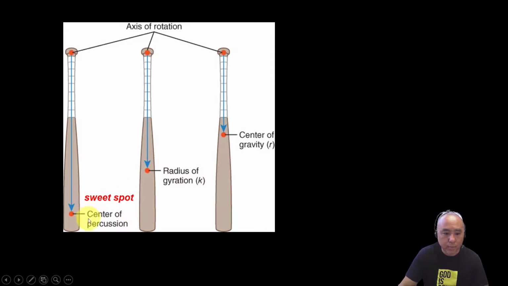In between the center of percussion and the center of gravity of the bat is what's known as the radius of gyration. As I mentioned earlier, this is the point at which the entire mass of the bat would be concentrated. And you would use this to calculate the moment of inertia of a bat. So that's just a quick overview of the different points of interest, what we call inertial properties of a segment, in this case of an object.